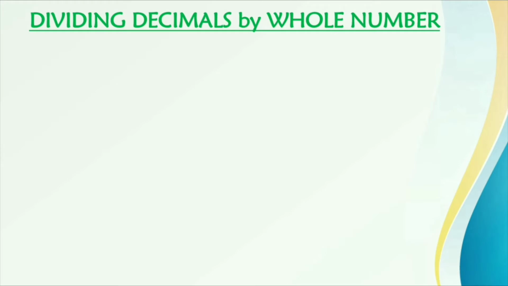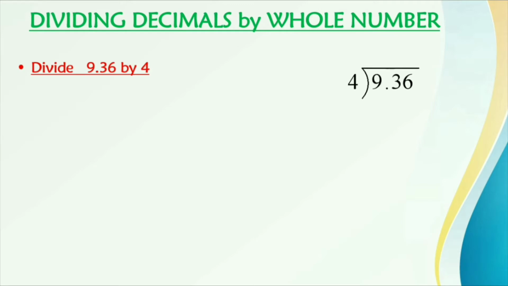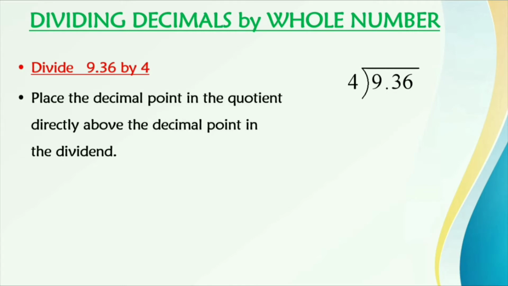Okay, so paano naman mag-divide ng decimals by whole number? We have an example here. Divide 9.36 or 9 and 36 hundredths by 4. So we have here 9.36 divided by 4. Okay, so we have steps to follow also sa pag-divide ng decimal. Kapag whole number na yung ating divisor, yung nasa labas ng equation, at yung nasa loob is tinatawag natin na dividend at yung sagot naman natin is yung quotient.